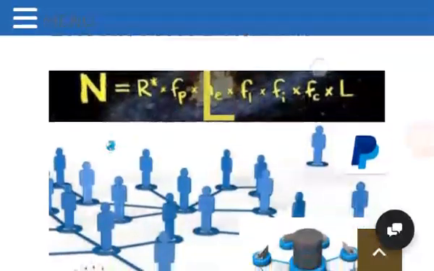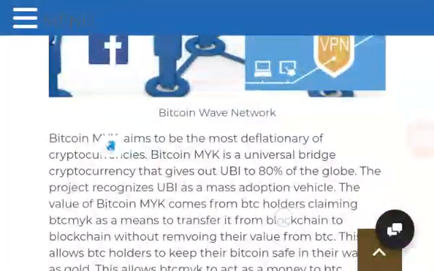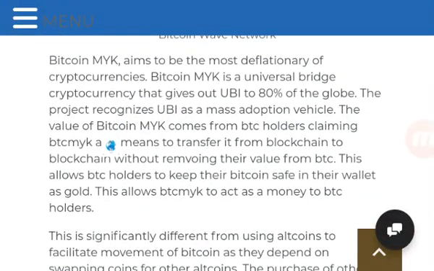So to understand the deflation of the Bitcoin MYK token, we get down here. Bitcoin MYK aims to be the most deflationary of cryptocurrencies. Bitcoin MYK is a universal bridge cryptocurrency that gives out 80% of universal basic income to 80% of the globe. The project recognizes universal basic income as a mass adoption vehicle. And we're going to explain to you where exactly universal basic income fits into this, why it's important, and that it might not mean exactly what you think it means. And whereas in some cases we've seen universal basic income as a negative to a project, we might be able to show you in this video why that's a misconception.